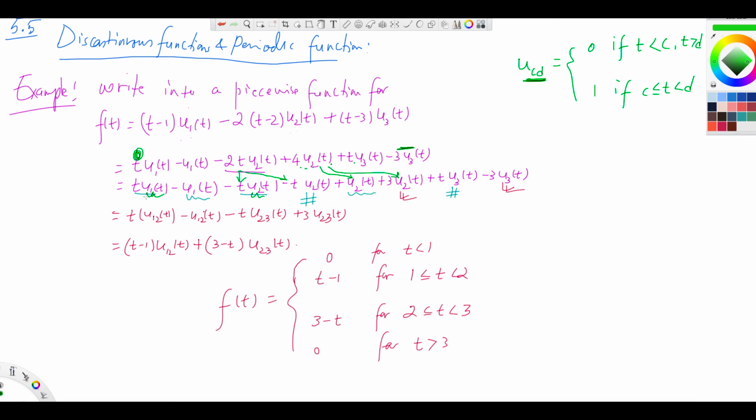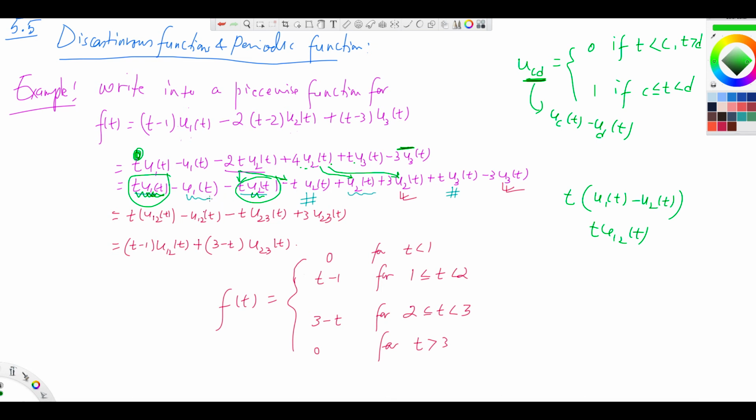Now what I'm doing is this term, okay, and then this term I want to combine that. How do I combine that? You factor out t. What is left is u1(t) minus u2(t), right? What is the formula for u_cd? It is u_c(t) minus u_d(t), right? That's why you can write this as t u12(t). You see that? So that we will be able to write in the piecewise function form.